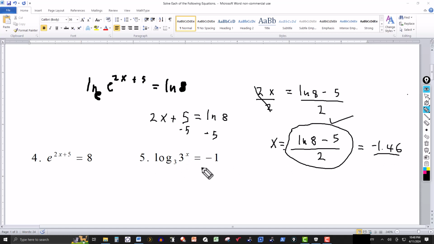And number 5 is one of the easiest once again. You got log of 3 to the x to base 3. The base of the log is 3, and the exponential has the base of 3. The answer is always the exponent. So x is equal to -1.